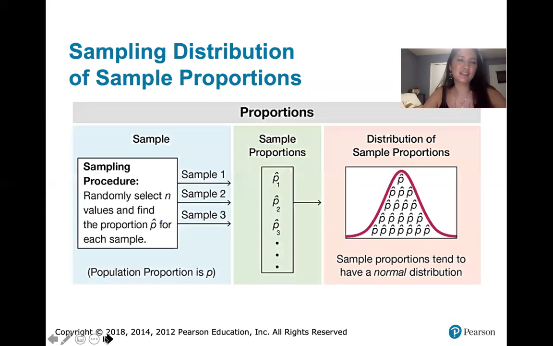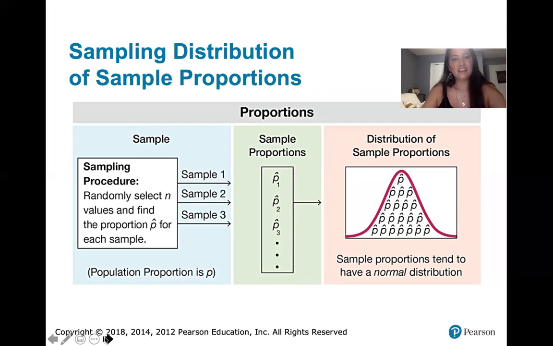So this is a slide we saw back in chapter 6, dealing with the sampling distribution of p hat, which is a sample proportion. The idea is this: we've got some larger population, and we randomly select n values from that population, and then we compute a sample proportion p hat. And then we select n values again, and we compute another sample proportion p hat. And we select n other values, and compute another proportion p hat. And we just keep doing this again and again. And then we look at the distribution of all of those p hats.